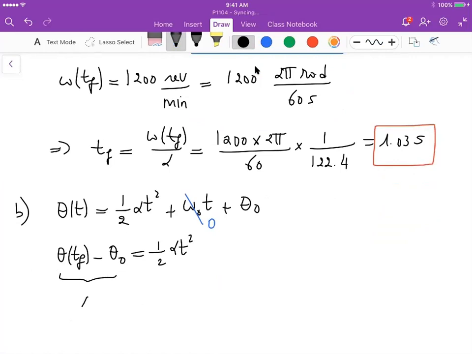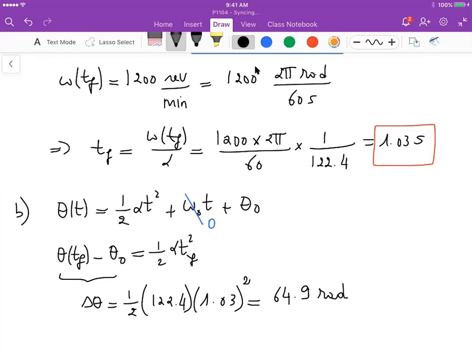So the delta theta we are looking for is equal to half multiplied by alpha, whose value is 122.4 radian per second squared, and the time we found before, t final, is 1.03 seconds, squared. And so we end up with the value 64.9 radian.